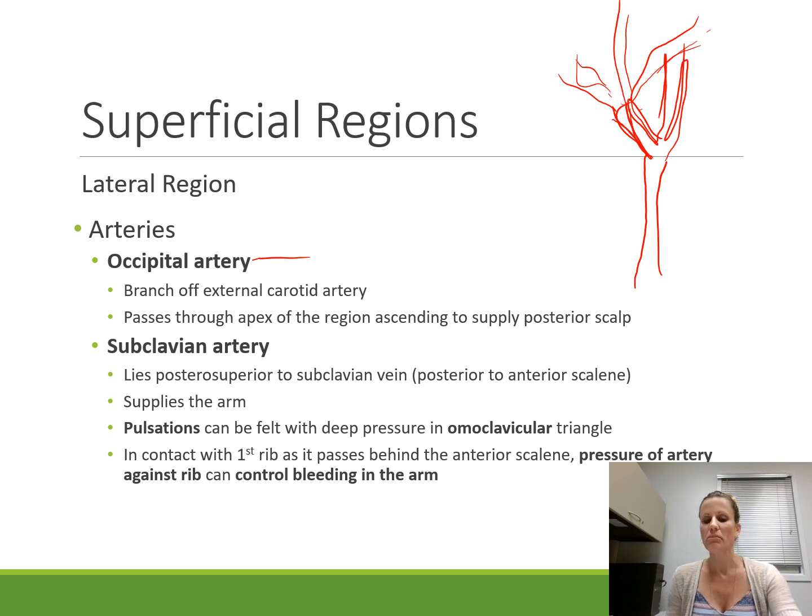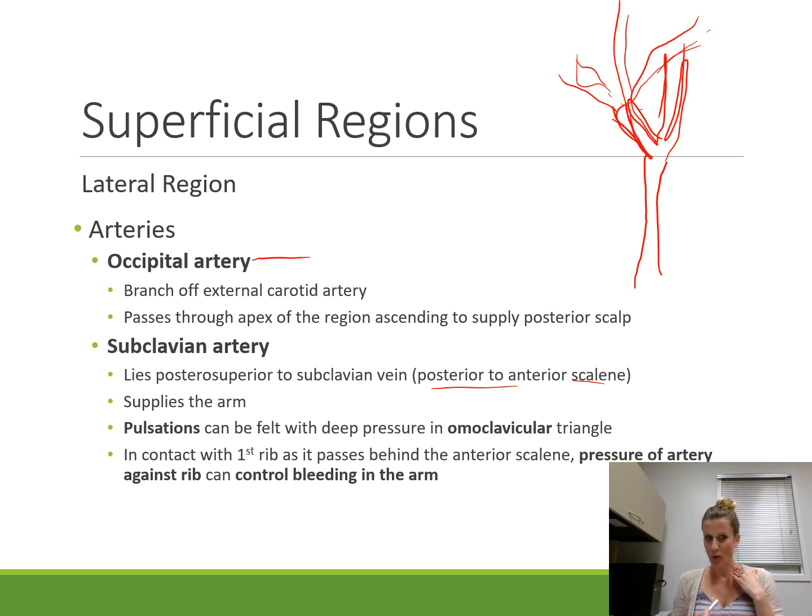Anatomically speaking, the subclavian artery is deeper than the subclavian vein. So the subclavian vein is actually anterior to the anterior scalene, but the subclavian artery lies posterior to the anterior scalene. So the subclavian vein and then the anterior scalene, and underneath that, the subclavian artery, right? So it's like behind and a little bit above the vein.